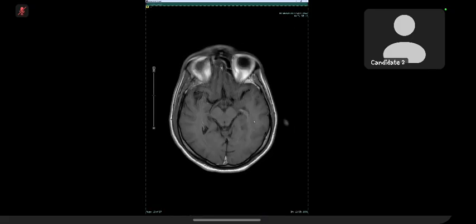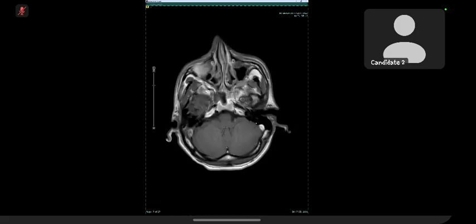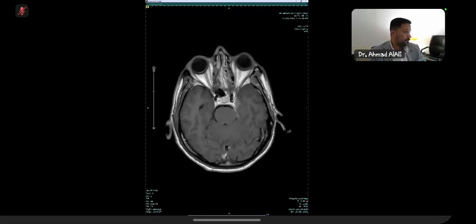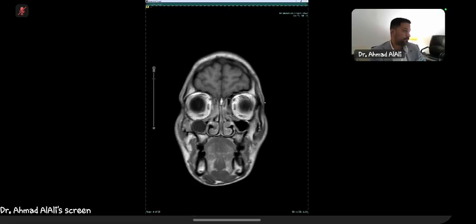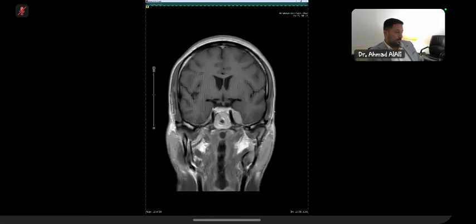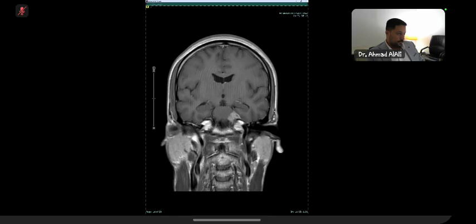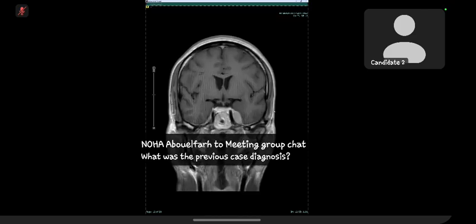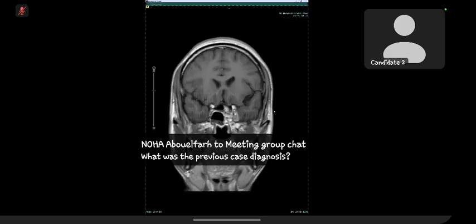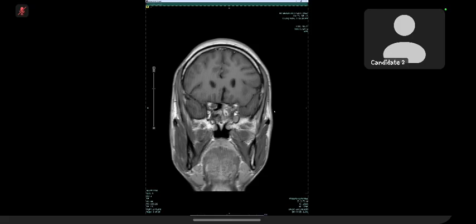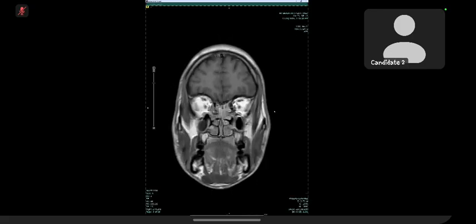I would like to see the post-contrast coronal images. Yes, they are available here for you. You can scroll through this. There is a redemonstration of this abnormality which I described on the axial images. It's an extra axial lesion. It seems to be a left parasellar meningioma, which is completely encasing the left cavernous sinus structures.